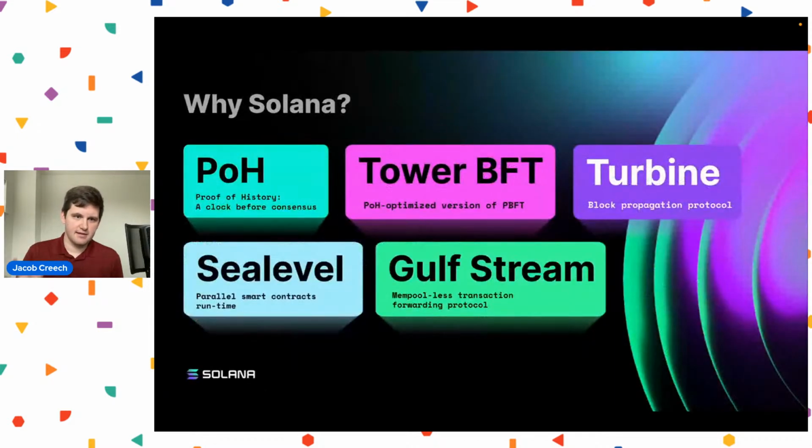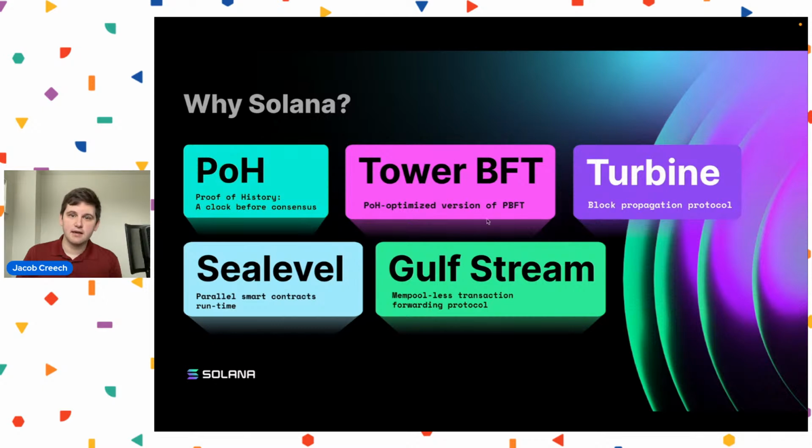And then, there are a lot of blockchains out there. Why specifically Solana? What makes Solana special? There are a number of things that do make Solana special. These are things like proof of history. What is a clock before consensus? What it does is allow Solana to be super fast. You have 400 millisecond actions on the blockchain.